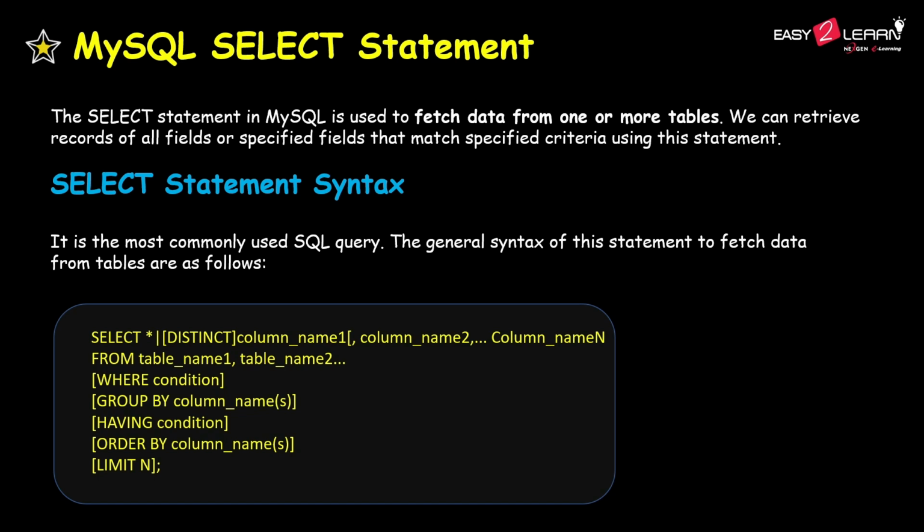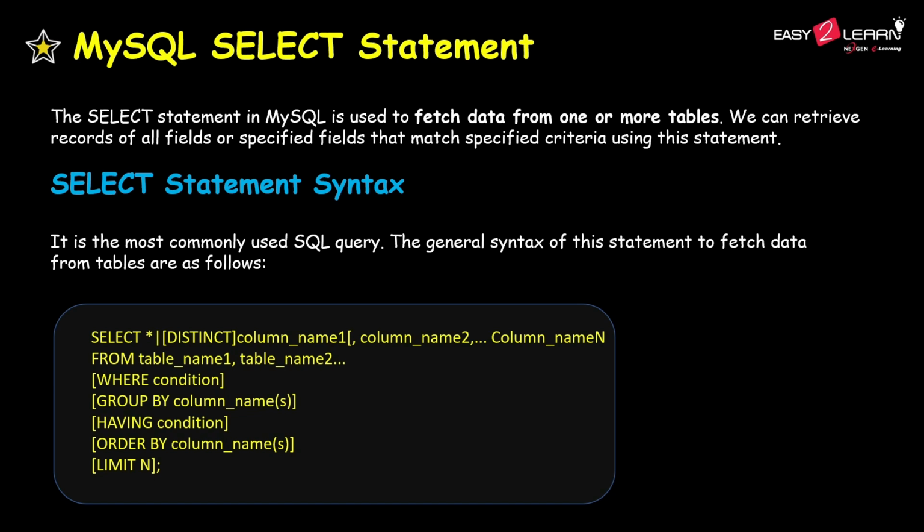And next we have from table name 1, table name 2 and so on, which specifies the table from which to retrieve the data. And next followed by where condition. This is also optional, which filters the records based on conditions. The next is group by column, which is also optional. Here you can identify whatever you have enclosed with the square brackets, those are all optional.